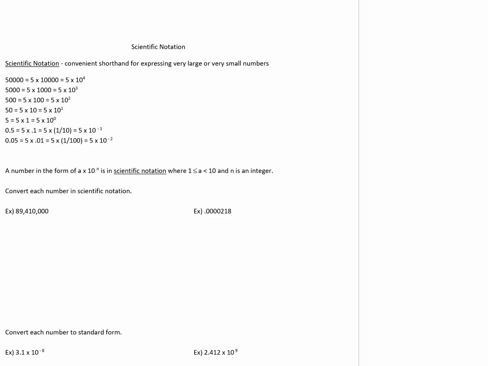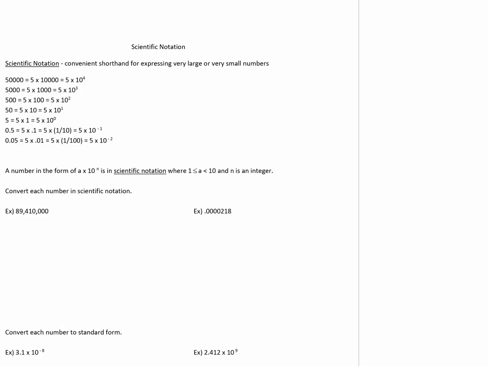In this video, we're going to discuss scientific notation. Scientific notation is a convenient shorthand for expressing very large or very small numbers. So we want to get numbers from standard form into a form that's a little bit easier to write. So for instance, 50,000 is the same thing as 5 times 10,000, which is the same thing as 5 times 10 to the fourth.